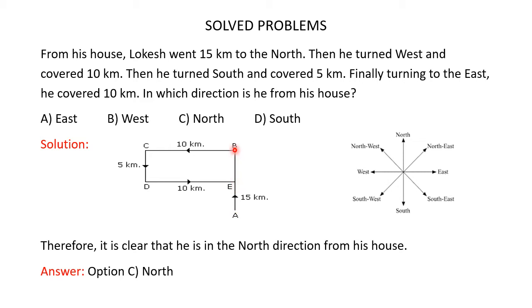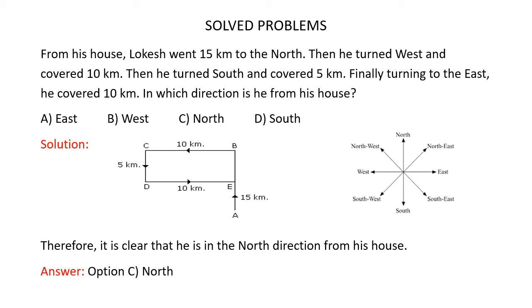Then he turned west and covered 10 kilometers to reach C. Then he turned south and covered 5 kilometers to reach D. Finally, he turns to the east and covers 10 kilometers to reach E. Now we are asked to find in which direction is he from the house.